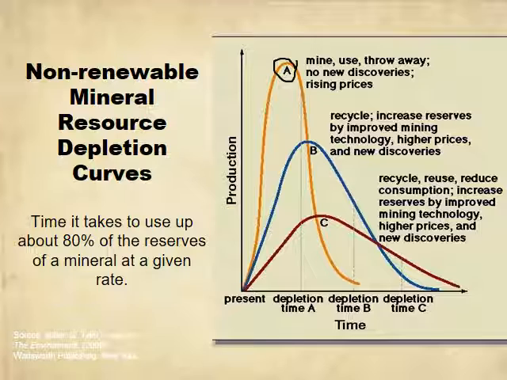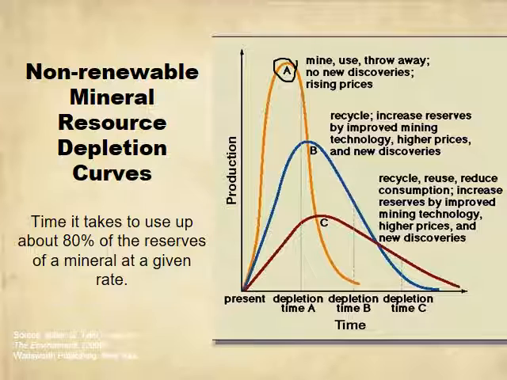Whereas for B, it takes more time to deplete the resource. And then for curve C, it takes much longer to deplete the resource. So with A, you're mining, you're using it, you're throwing it away, there are no new discoveries. And then for C, you're recycling, reusing, reducing the consumption. You're increasing your reserves by improved mining technologies.